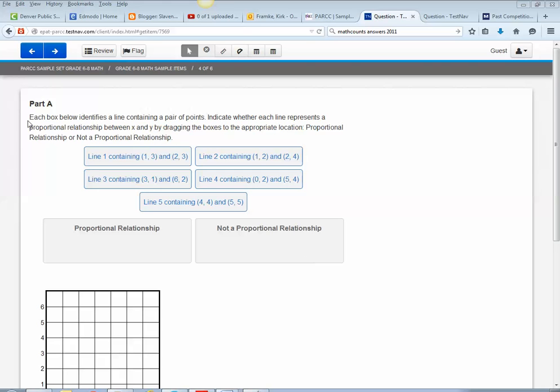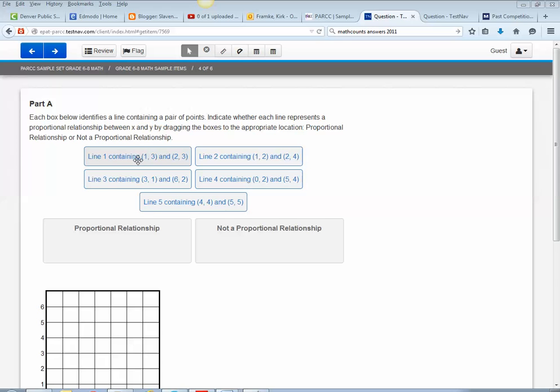Alright. Problem 4. Part A. Each box identifies a line containing a pair of points. Indicate whether each line represents a proportional relationship between x and y by dragging the boxes to the appropriate location. Proportional relationship or non-proportional relationship. So we know we have lines here, right?